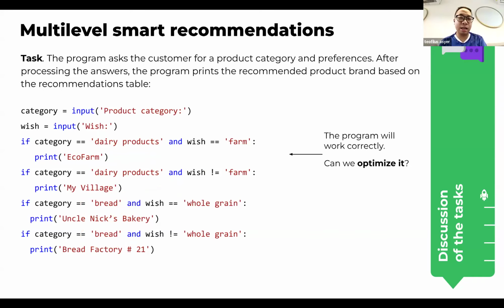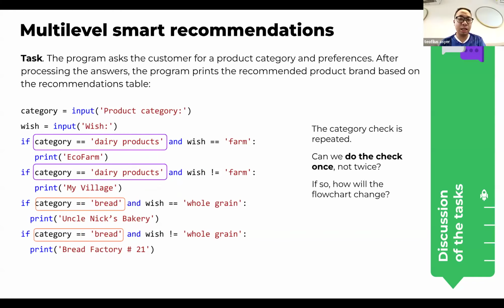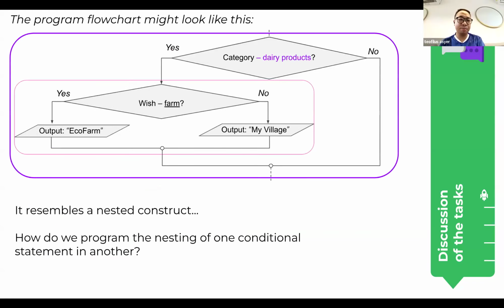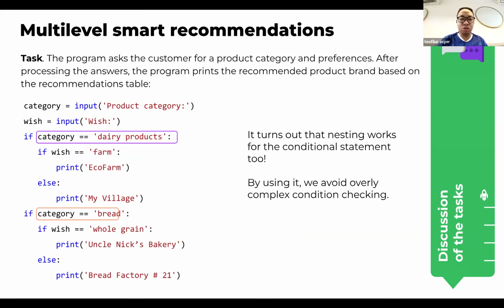Caranya gimana? Caranya seperti ini. Nah, sudah terlihat? Ya. Jadi, kalau kita lihat di sini, ada tingkatannya, seperti ada tingkatan if else di sini. If pertama adalah untuk dari produk, oke? Nah, tapi di dalam if itu ada if lagi. Sampai sini paham nggak? Paham. Nah, di dalam if ada if lagi.